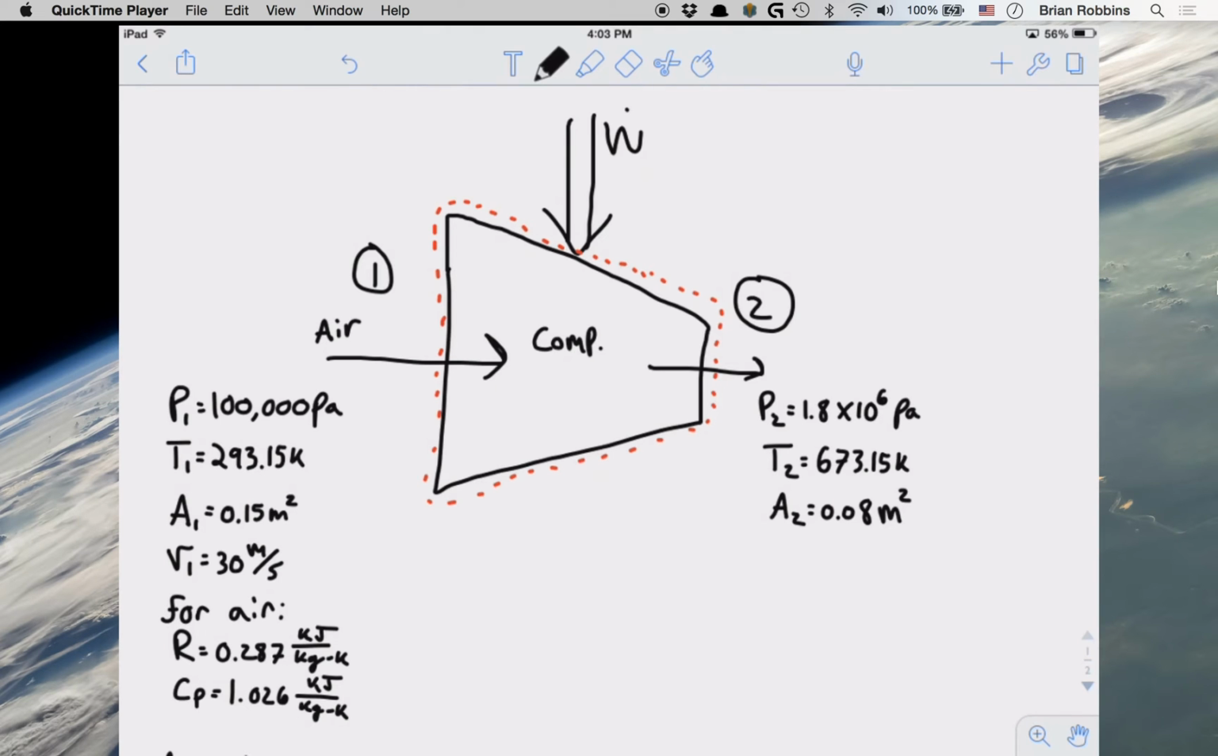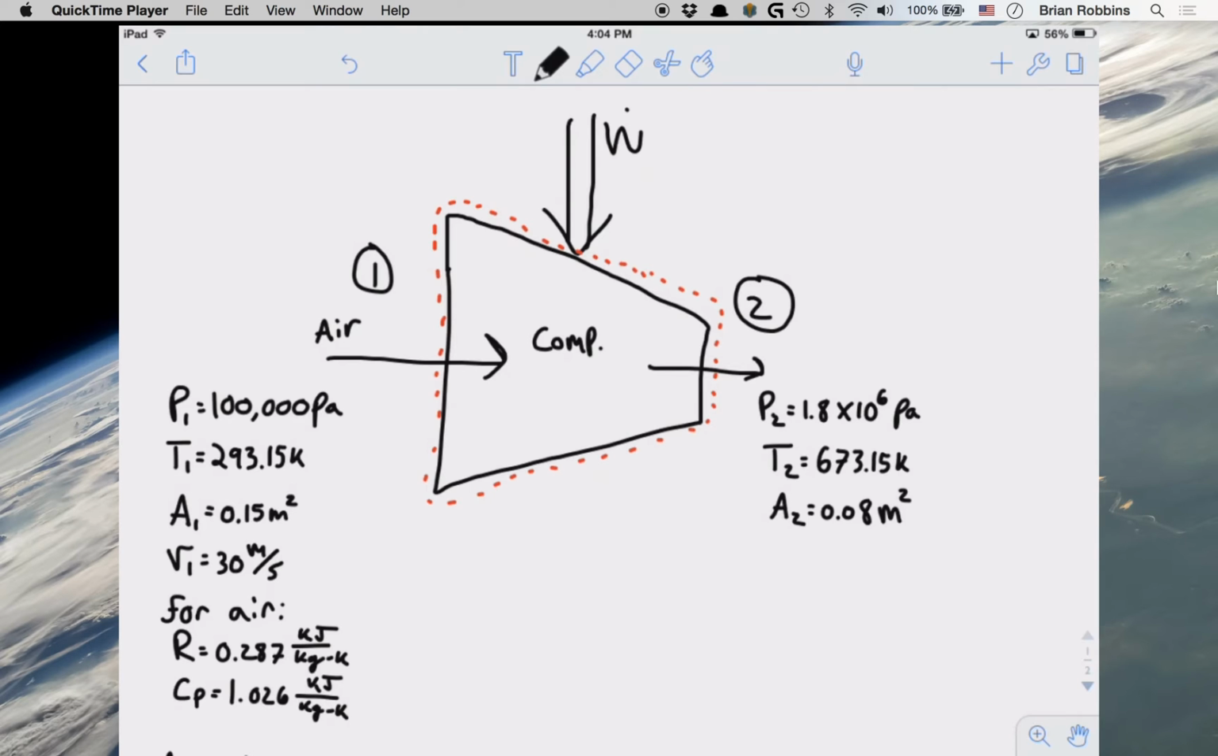Hello everyone. Today we're going to be going over an example problem that pertains to utilizing the conservation of mass and the first law of thermodynamics for an open system. For this particular problem, we have air entering a compressor at 100,000 Pascal, 293.15 Kelvin, through an area of 0.15 square meter, and at a velocity of 30 meters per second.